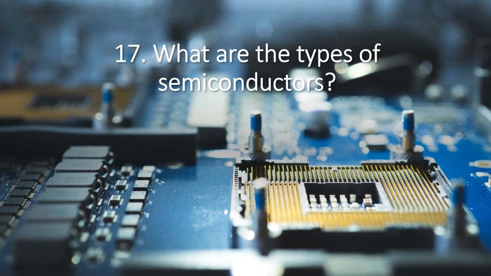What are the types of semiconductors? There are two kinds of semiconductors, intrinsic and extrinsic. Extrinsic semiconductors contain N-type semiconductors and P-type semiconductors.